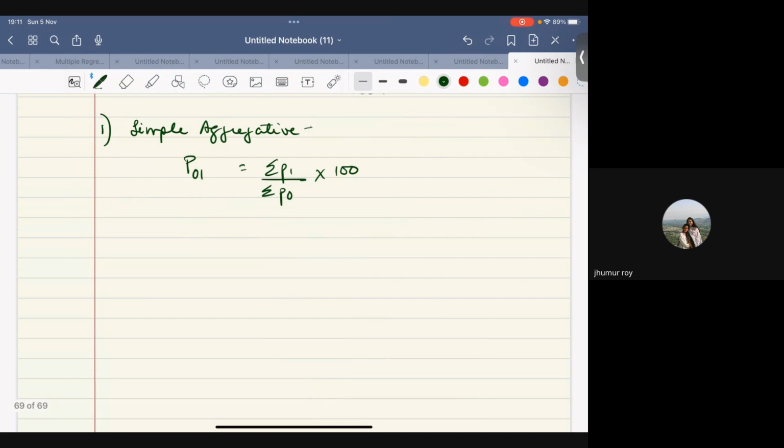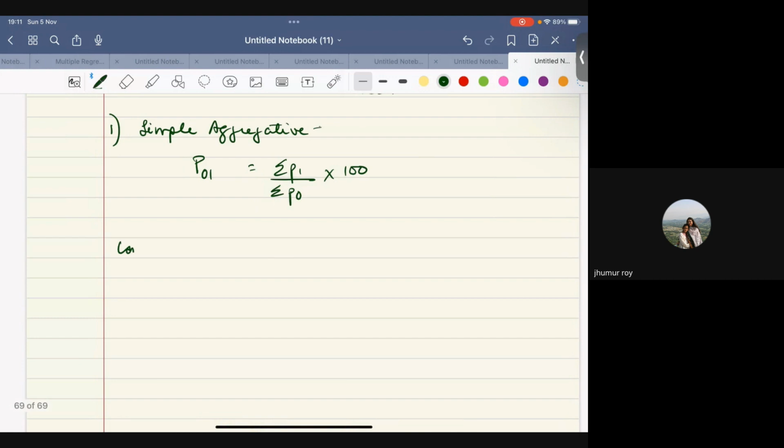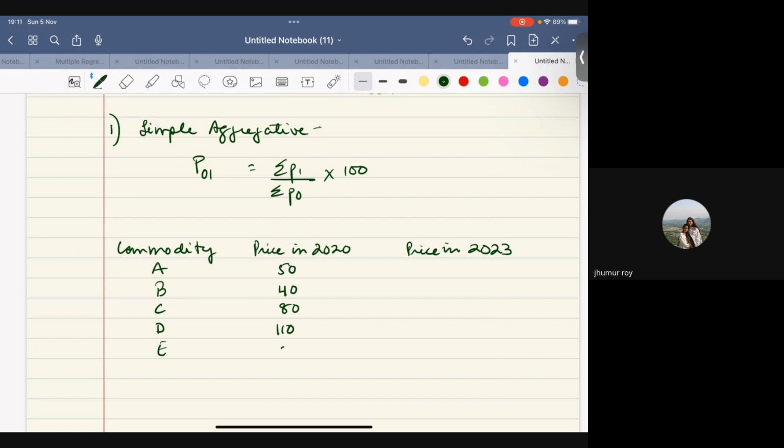Okay, we'll do a very simple question on this. So suppose you've got commodities A, B, C, D, and E, 5 goods that we want to compare. So we say what was the price in 2020 and what is the price in 2023. So price of A was 50 rupees, B was 40 rupees, C was 80 rupees, D was 110 rupees, and E was 20 rupees.